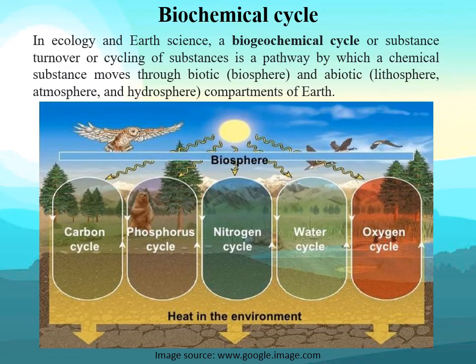The third cycle is the biochemical cycle. As I already told in the previous two slides, in ecology or in earth science, in natural science rather, the biochemical cycle is the cycle in which the substances or chemical elements move through biotic or abiotic components of the earth, such as the carbon cycle. Carbon is moving through the abiotic and biotic bodies in nature. The famous example is the nitrogen cycle.